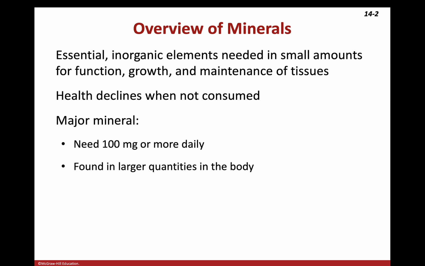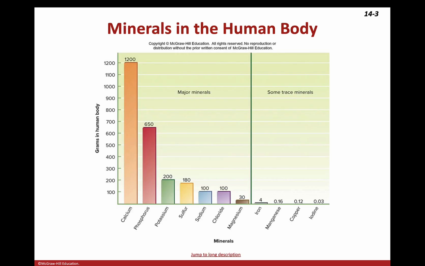When we describe a mineral as major, what that means is we require more than 100 milligrams daily. These are also the minerals that are found in larger quantities within our bodies. If we look at the primary minerals, the most prominent are calcium and phosphorus and potassium, those three, then sulfur, sodium, chloride, and so on. So this really shows us the major minerals.